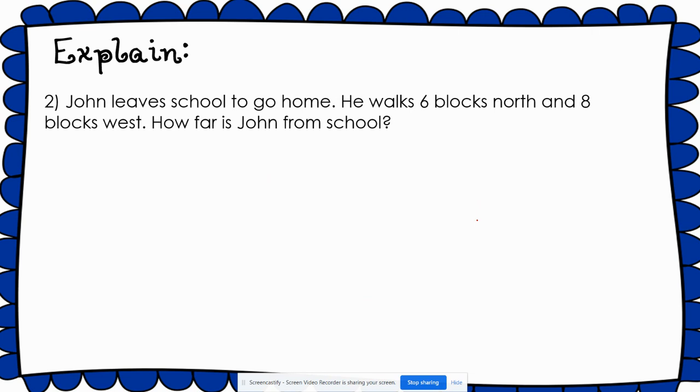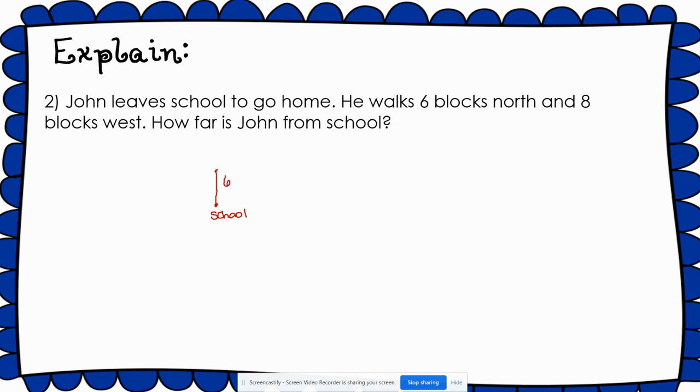Number 2 says John leaves school to go home. He walks 6 blocks north and 8 blocks west. How far is John from school? Again, draw out the situation. If John starts right here at school, we know that he walks 6 blocks north. That means he's going up, because north is going up, and that is 6 blocks.